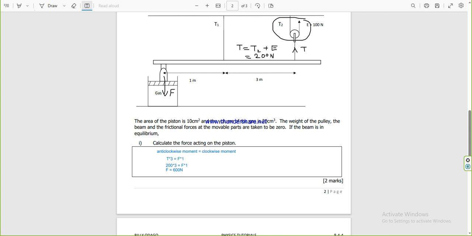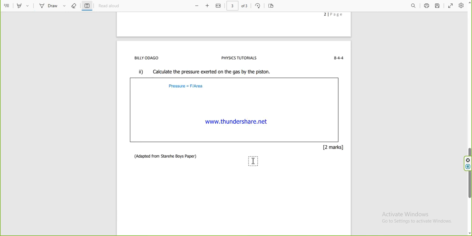For our last question, we just have to apply the equation pressure equals force divided by area. Now, the pressure is 600 divided by the area. We have to first convert the 10 centimeters square into meter square. To do so, we divide by 10,000. Therefore, that gives us 0.001 square meters. So, our answer when we divide is 600,000 newtons.